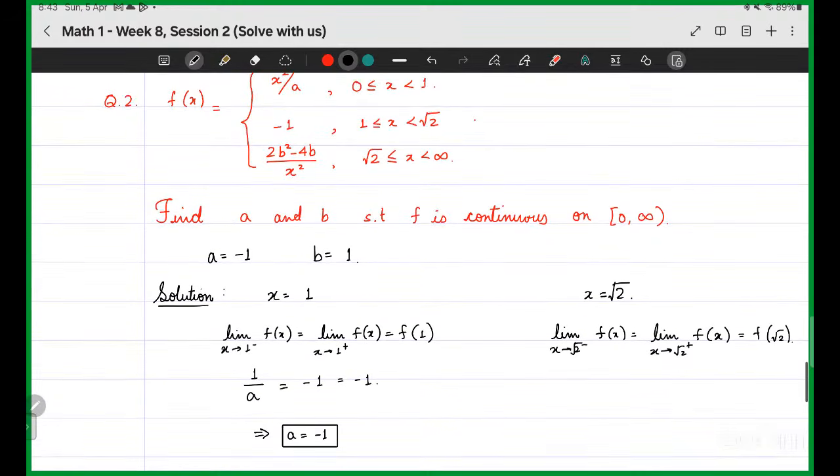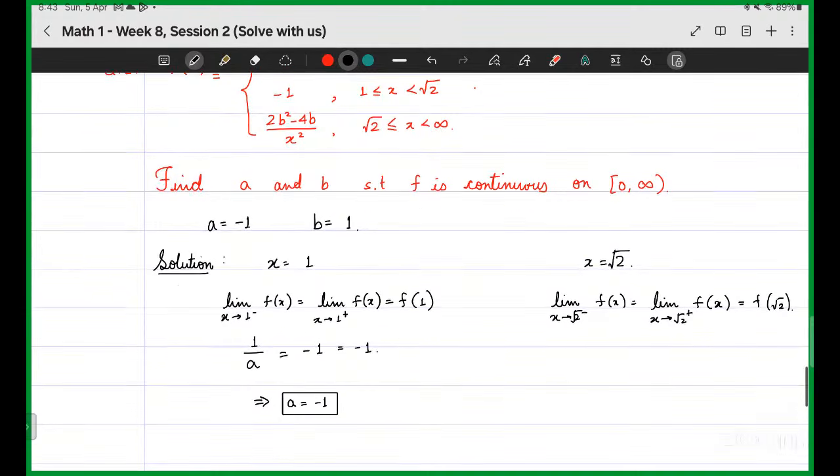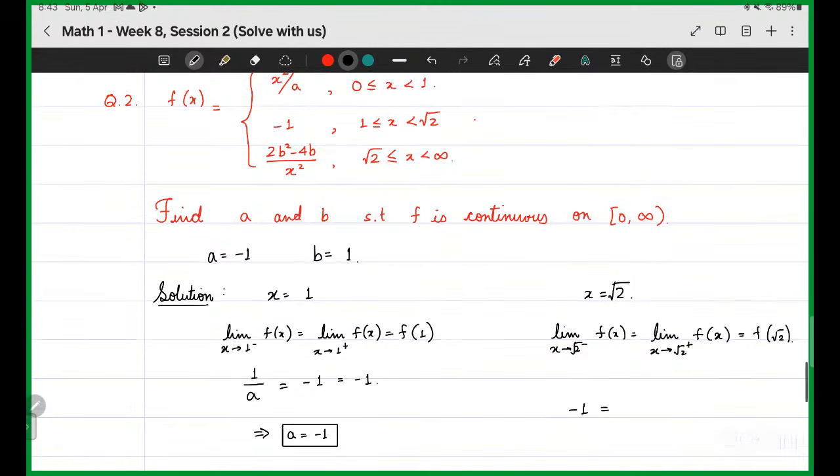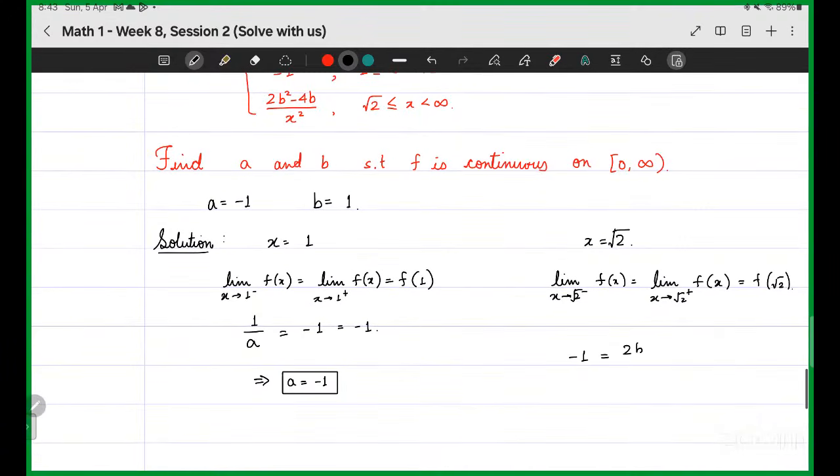To the left of root 2, the function behaves like a constant function. So this is minus 1. What is the right hand limit? 2b square minus 4b upon 2, which is also equal to the function value at that point. Even though there is a denominator term, the denominator is not vanishing anywhere in that interval, root 2 to infinity. So we are good.